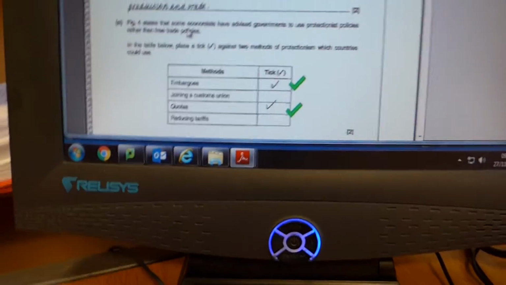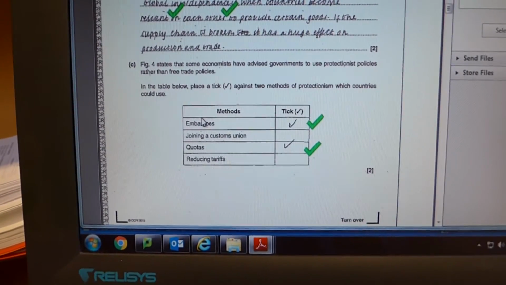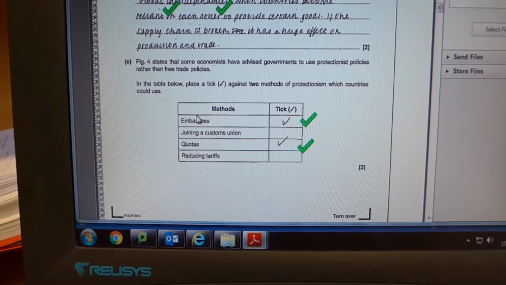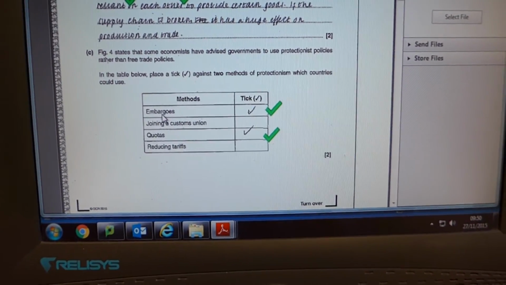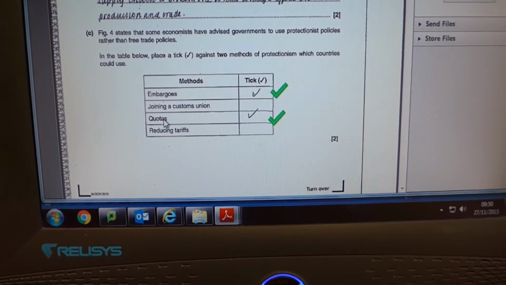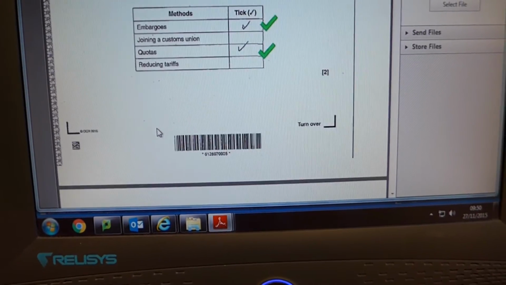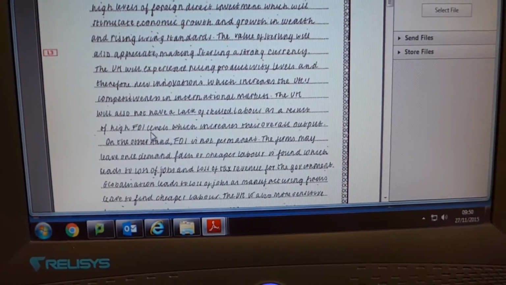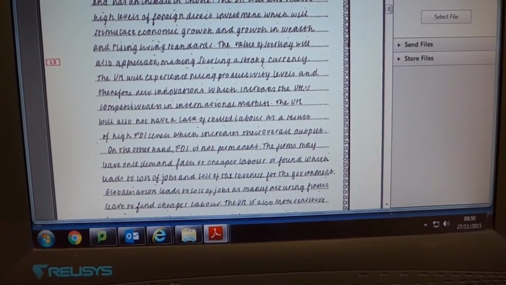And then lastly, figure 4 states that some economists have advised governments to use protectionist policies rather than free trade. Identify 2 methods of protection. Embargoes, which is a total ban, and quotas. Again, excellent. Straightforward questions. And then we get into the discussion question, the evaluate question.